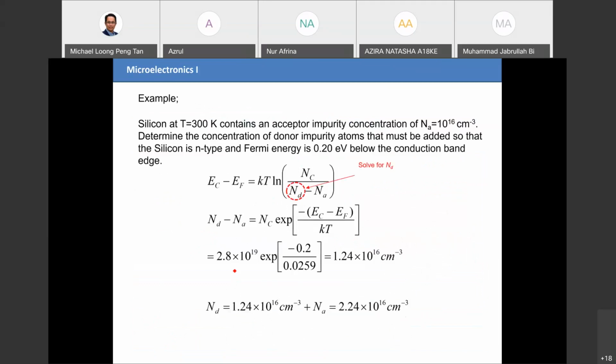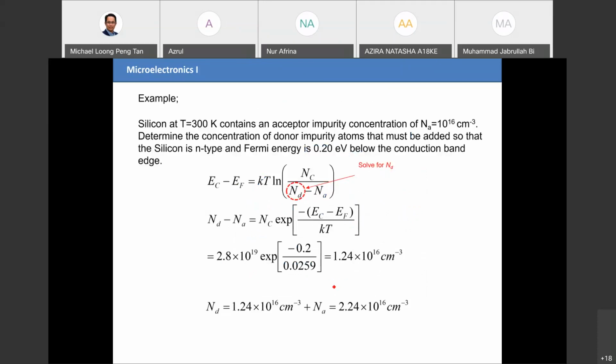So let's look at an example here. We have silicon, T equals 300. Then we have acceptor, NA is 10 to the power 16. We have to determine the concentration of donor impurity that must be added so that silicon is n-type and the Fermi energy is 0.20. Like I said, this kind of question is what you can expect for your final exam, because it is like reverse engineering. What they ask you is not so easy. You have to think about how to solve it.